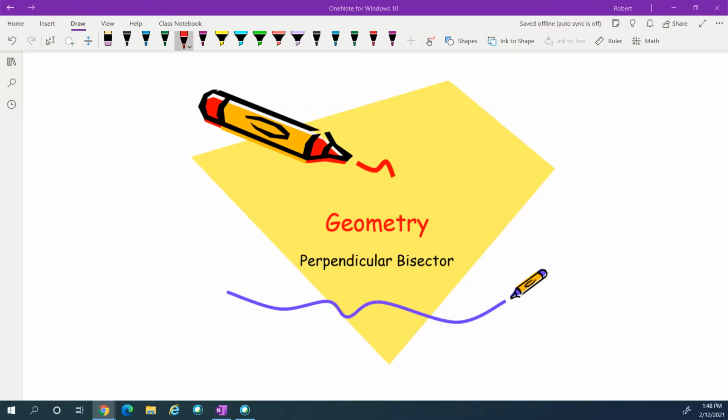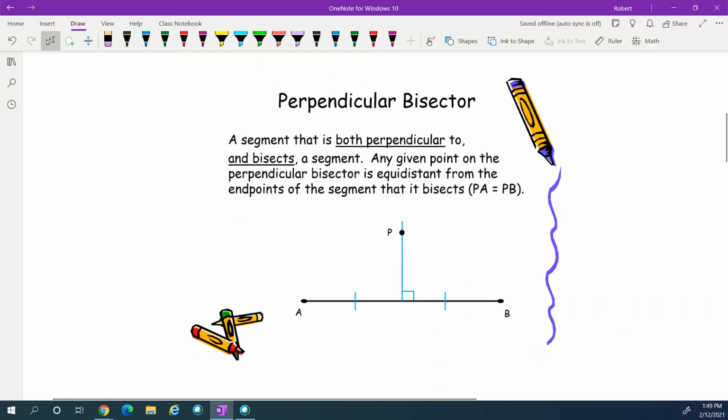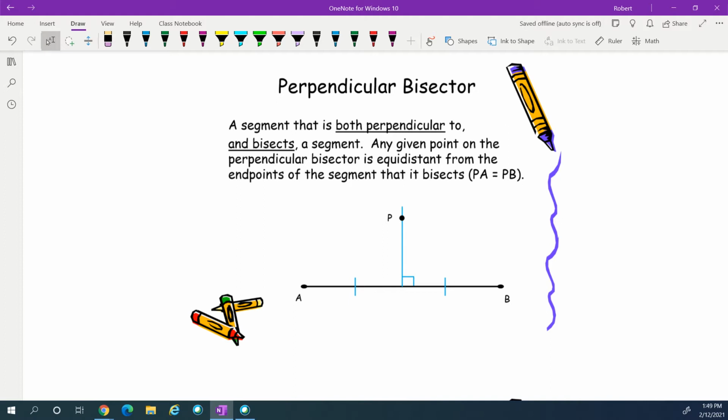All right, we are back to talk about our next special segment, and this one is the perpendicular bisector. Perpendicular bisectors, well, that's its most important property. It has to be perpendicular and bisect a segment. A perpendicular bisector is perpendicular and bisects another segment.